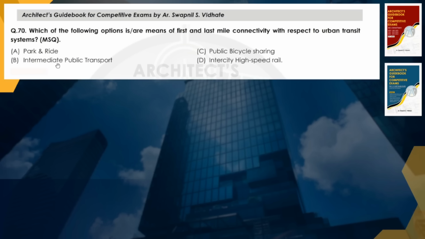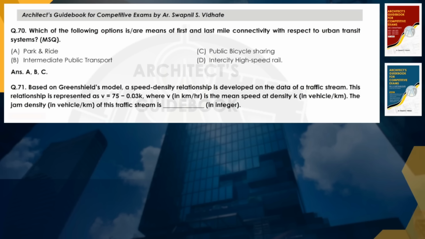Similarly, intermediate public transport: what is the aim of last mile connectivity? Try to use maximum public transport, right? So intermediate public transport availability is one of the major goals to achieve last mile connectivity. Then public bicycle sharing. If you read the TOD policy also, it suggests all these three kinds of arrangements to provide the best last mile connectivity with respect to urban transit system. So option D is the incorrect one. All these three options A, B and C are correct. So ABC will be the correct options for question 70.